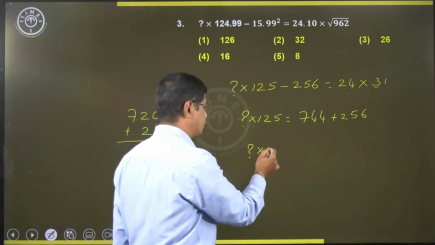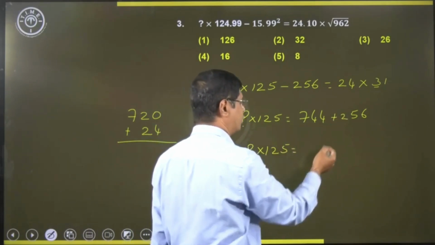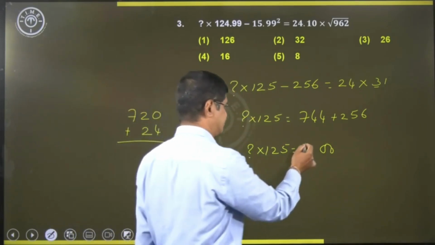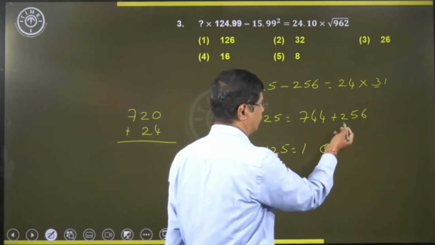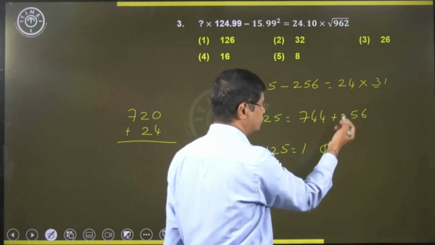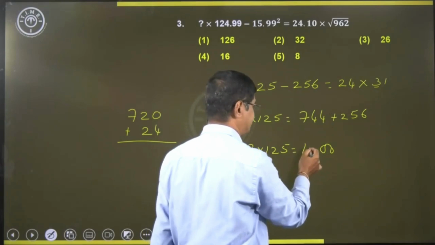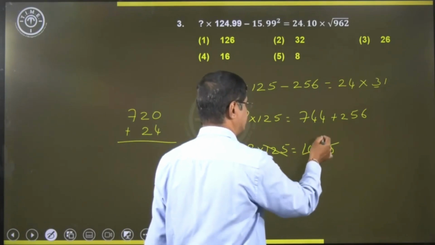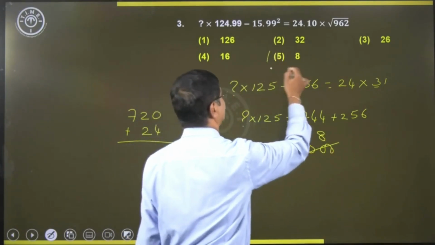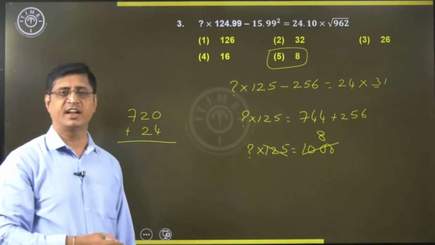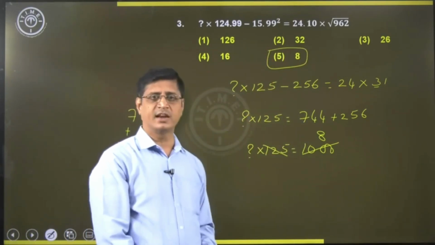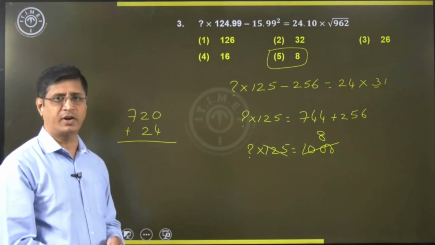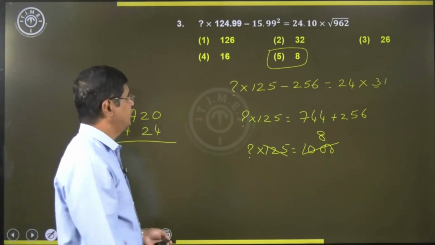Here question mark into 125 is equal to 44 plus 56, that is 100. 100 plus 200 plus 700. What is that? 1 plus 2 plus 7, that is 10. So the result is 1000. 1000 by 125 goes exactly 8 times. The result is option 5, fifth choice is the right answer.